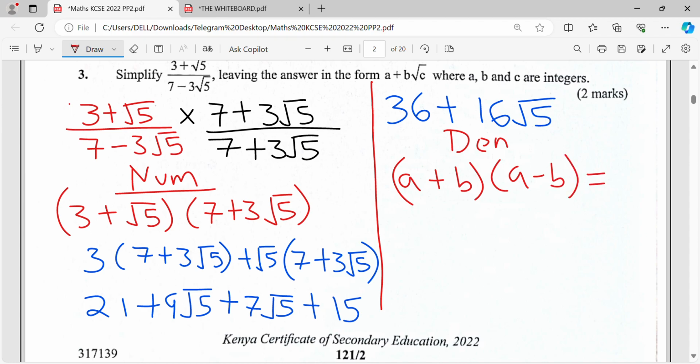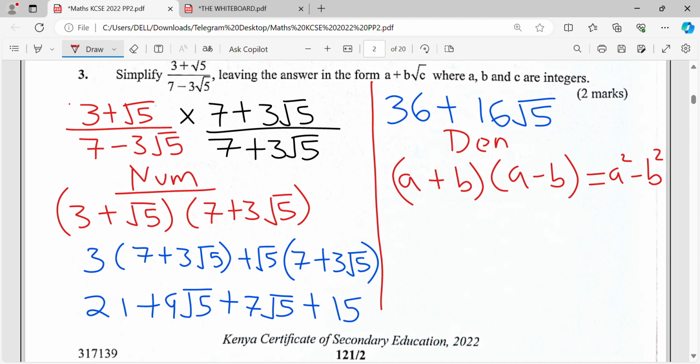Let's go to the denominator. So denominator, there's always a shortcut of doing it. Mathematically, they say that a plus b, when you multiply by a minus b, is the same as when you square a minus when you square b. This one is a mathematical identity.